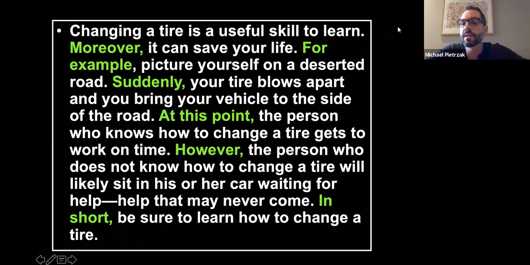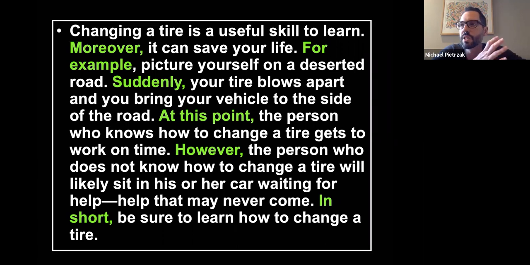All right, this is the better version. Changing a tire is a useful skill to learn. Beautiful so far. Moreover, it can save your life. You're saying X, but also X plus 10, right? For example, picture yourself on a deserted road, right? For example, is a great one to use. You can use that all day long. Picture yourself on a deserted road. Suddenly, great, your tire blows apart and you bring your vehicle to the side of the road.